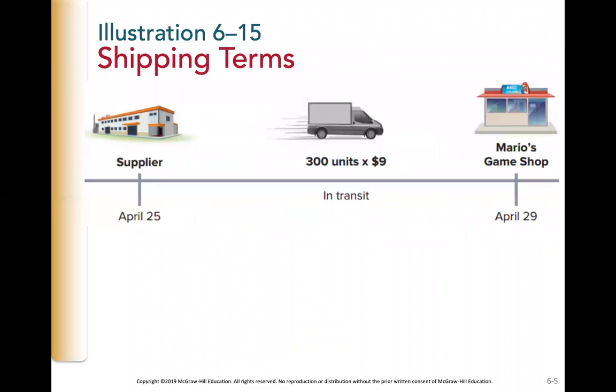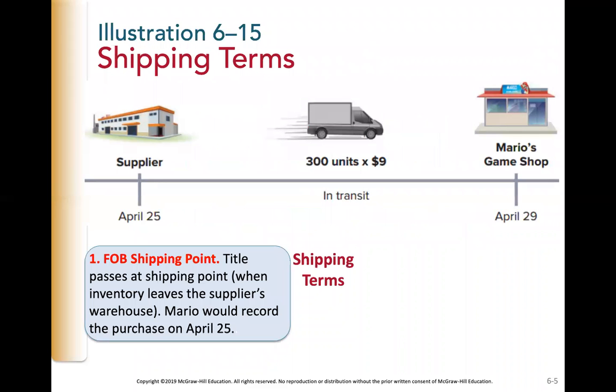So first of all, we'll discuss shipping terms. When goods are shipped, they are shipped with terms either FOB shipping point or FOB destination. FOB stands for free on board and indicates when title or ownership passes from the seller to the buyer. FOB shipping point means that the title passes when the seller ships the inventory.